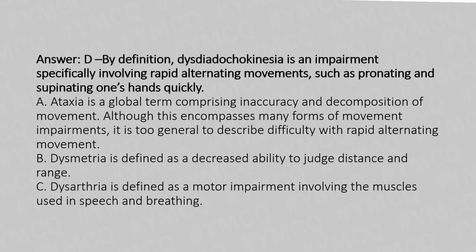Ataxia is a global term comprising inaccuracy and decomposition of the movements. Although this embraces many forms of movement impairments, it is too general to describe difficulty with rapid alternating movements. Option B. Dysmetria is defined as a decreased ability to judge distance and range. Option C. Dysarthria is defined as motor impairment involving muscles used in speech and breathing.